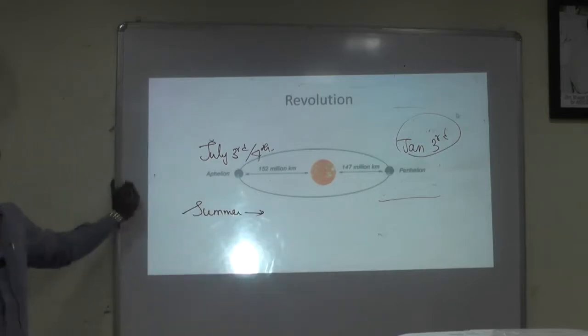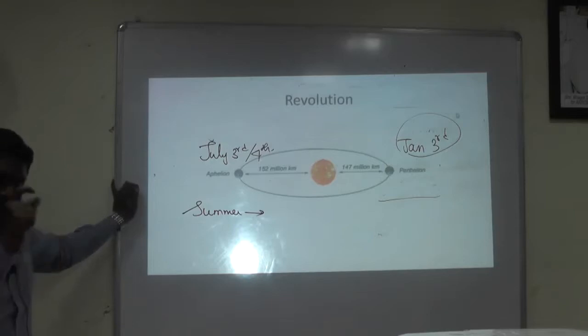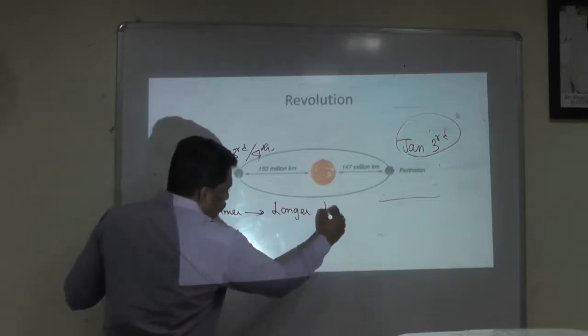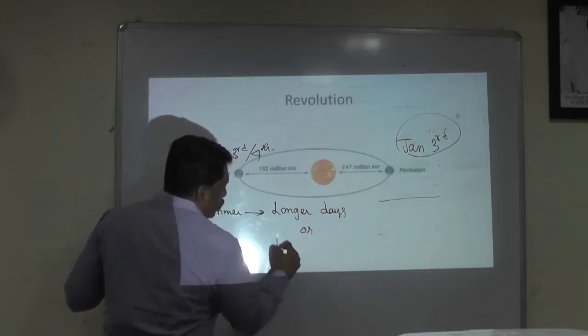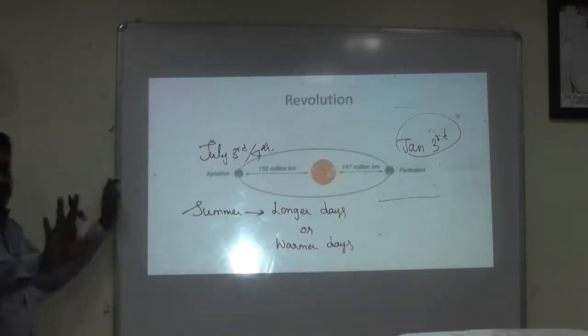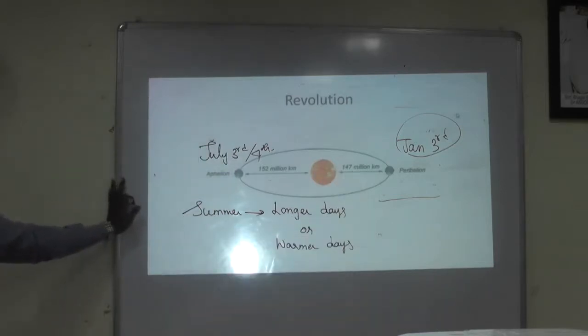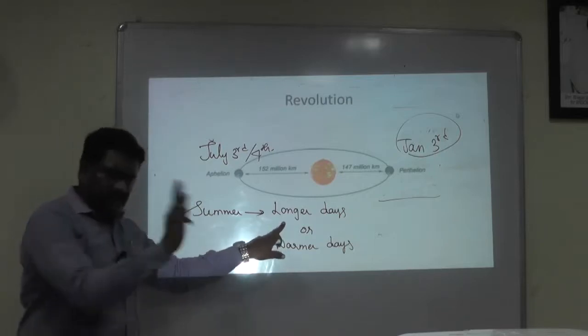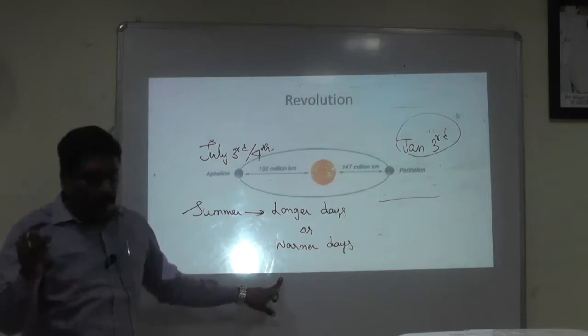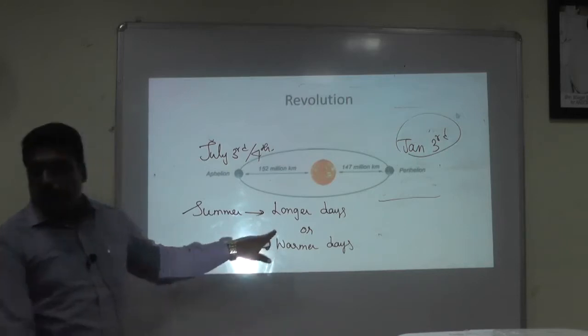What is the defining character of summer? I am just giving you both the options. You tell me which is the best depiction of summer. Is summer known for longer days or warmer days? Both, but select only one. I understand both. It is a longer day, yes, and it is warm. Both are defining characters of summer. But if you want to be binary, you have to select only one. Which one will you choose?